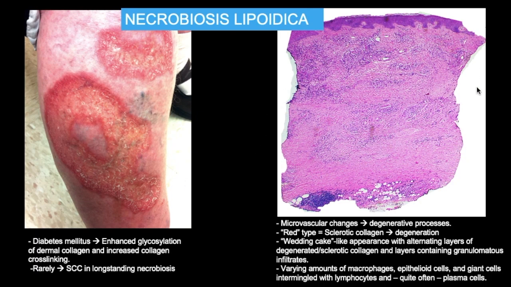On histology, you will see microvascular changes and degenerative process, and this is called the red type sclerotic collagen that happens because of the degeneration of the collagen. It gives this wedding cake-like appearance with alternating layers of degenerated sclerotic collagen and layers containing granulomatous infiltrates. And there are varying amounts of macrophages, epithelioid cells, and giant cells intermingled with lymphocytes and plasma cells.